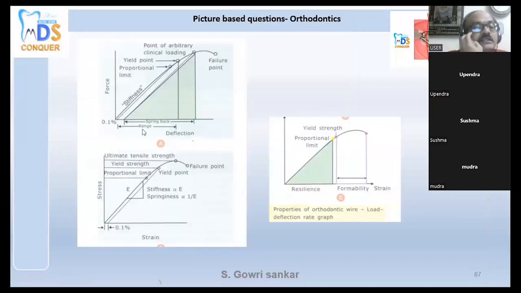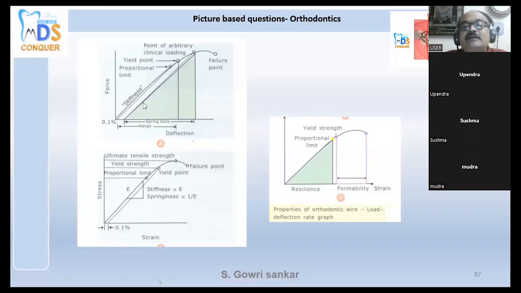And recently I've seen with a little DMR or in ortho, you will get a question. Where is your yield point? Where is the clinical and proportional limit? Is there where the force and deflection will be in a straight line? From there, proportional limit, or there is 10% deflection, and the difference between the range up to the yield point is called range. After deflection or clinical loading occurs, you call it as spring back.